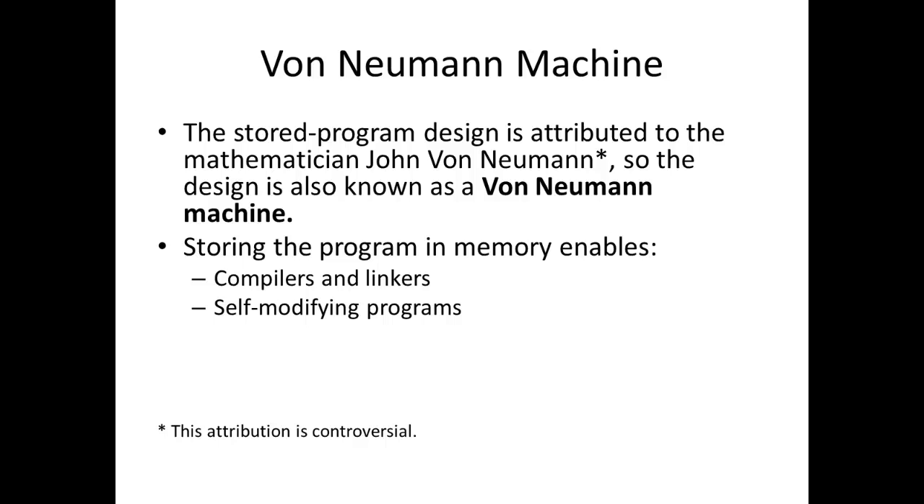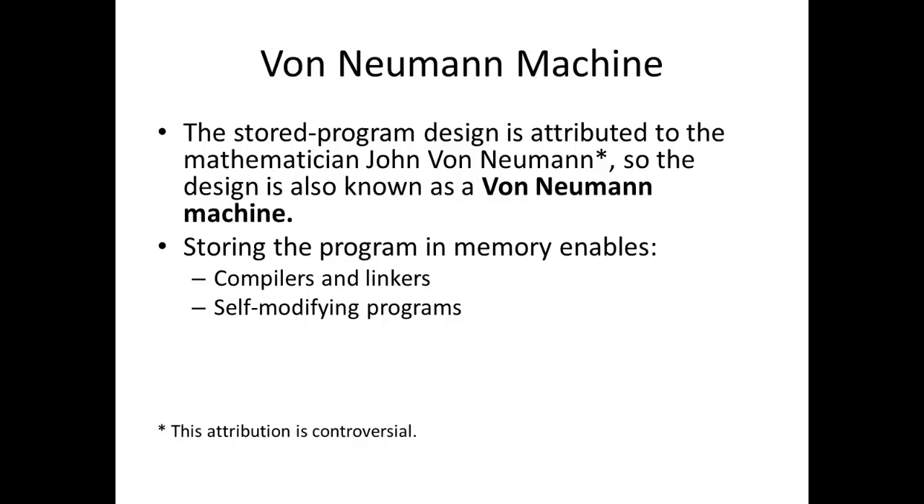Linkers are programs that combine two programs together. For instance, you write a C program and then you link it with the C library in order to get the code for a library routine that you have called. The linker will combine the compiled form of your program with the code for the library routine that someone else wrote earlier. We can also write self-modifying programs.